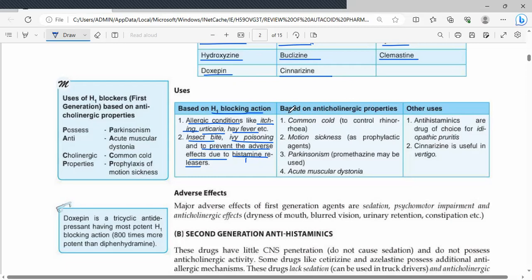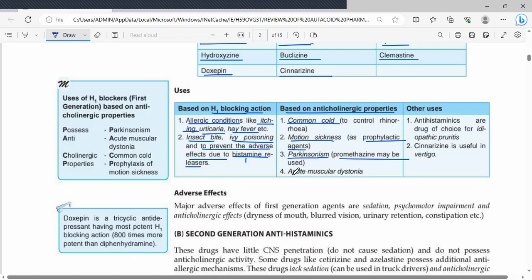Then based on their anticholinergic property, you can use them for common cold, so as to control the rhinorrhea, a runny nose, and for motion sickness as prophylactic agents. Remember, a good drug to use for motion sickness is hyoscine, your scopolamine, which you should take prior to the travel. They can also be used to treat Parkinsonism, especially promethazine, which is the preferred one. So remember P for promethazine, for Parkinsonism.